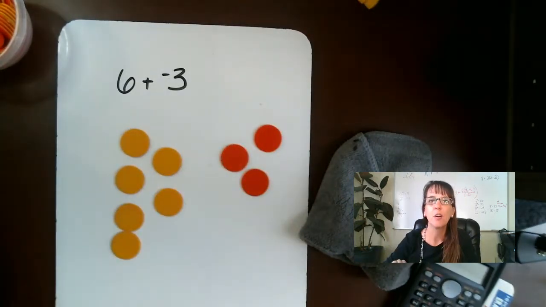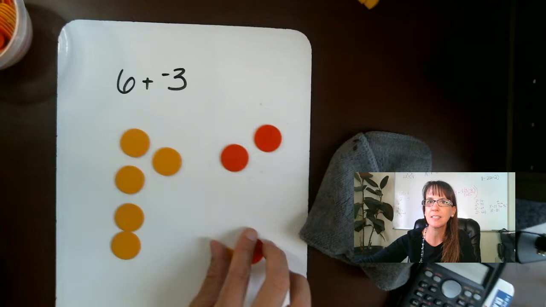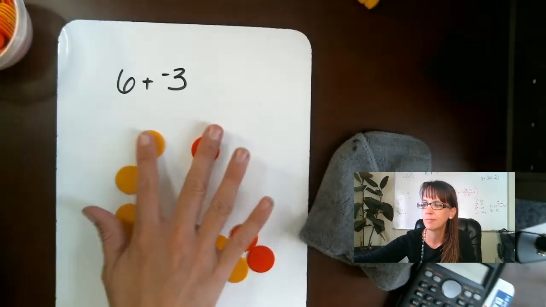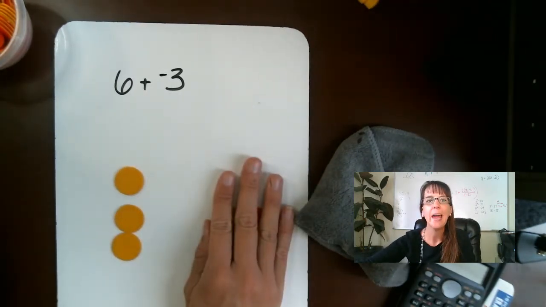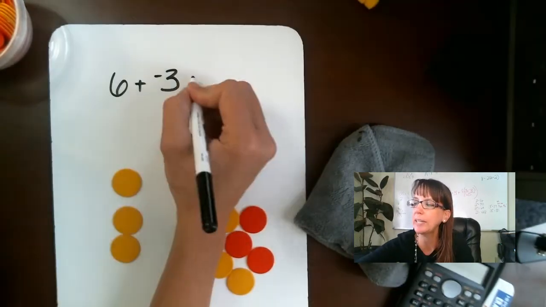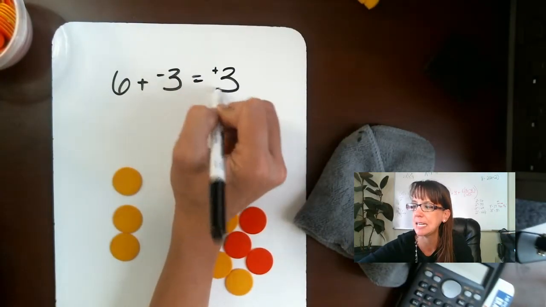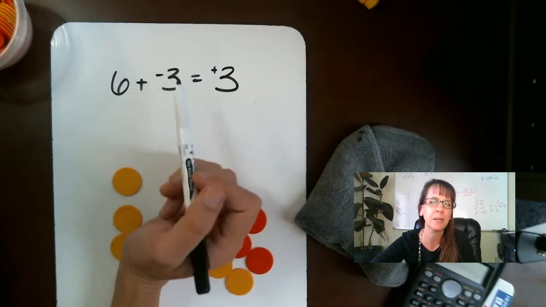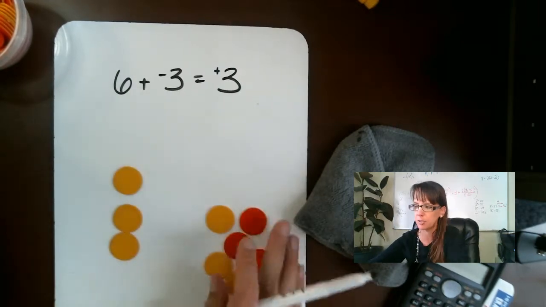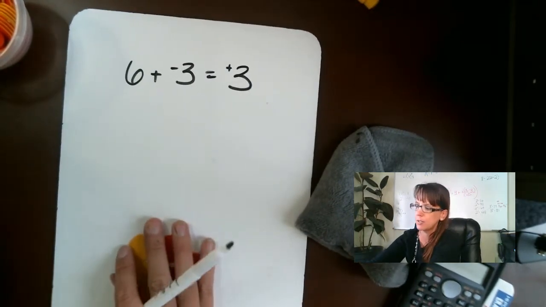All right, so each one of these players cancels each other out. Okay, these guys go away. How many do we have left? We have 3 on the positive team. Now I'm putting a little plus sign up here just to show that it's positive. You don't have to do that, but I wanted to as I introduce these to you.